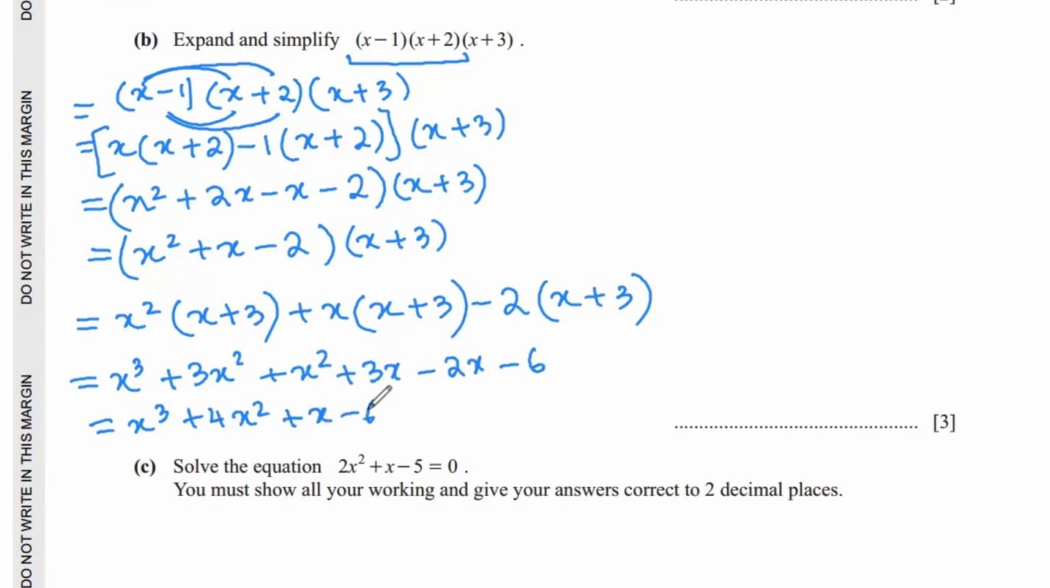You combine the like terms and then rewrite it as a simplified expression. So x cubed plus 4x squared plus x minus 6 is the fully expanded and simplified version of these triple brackets.